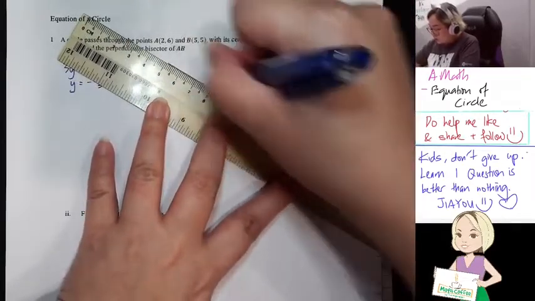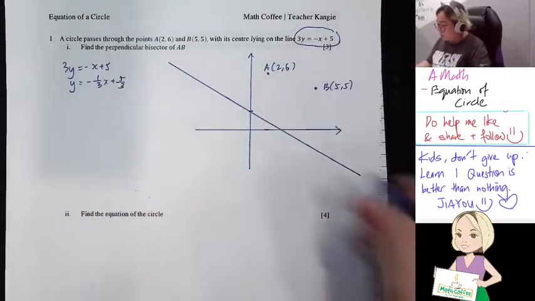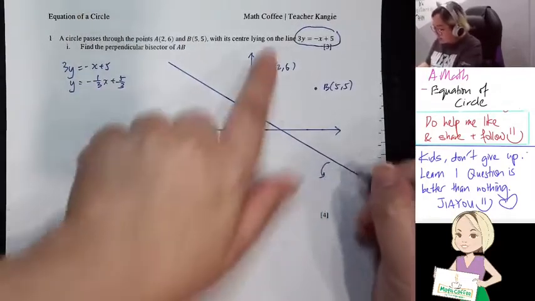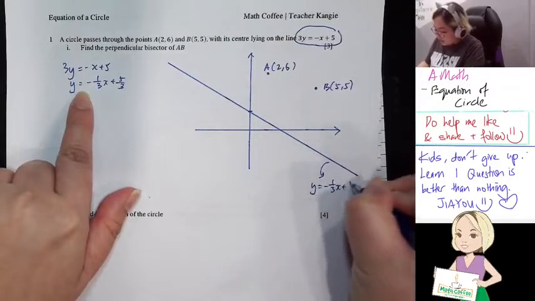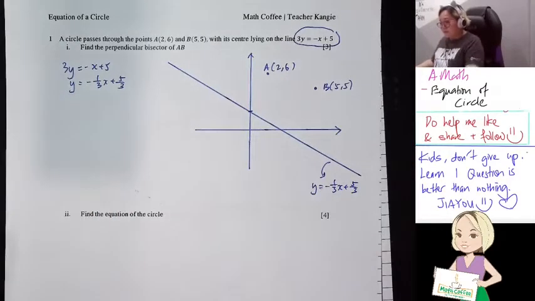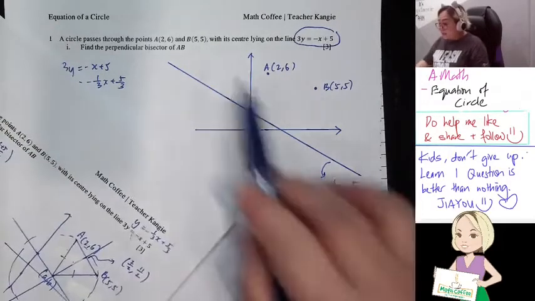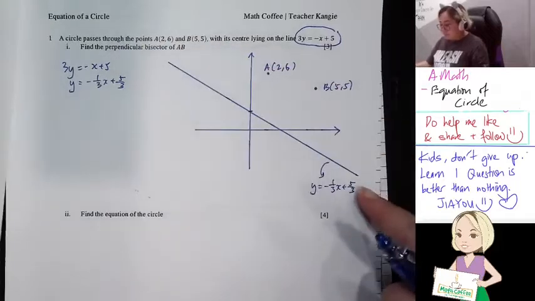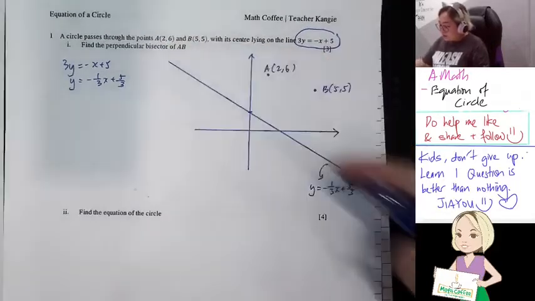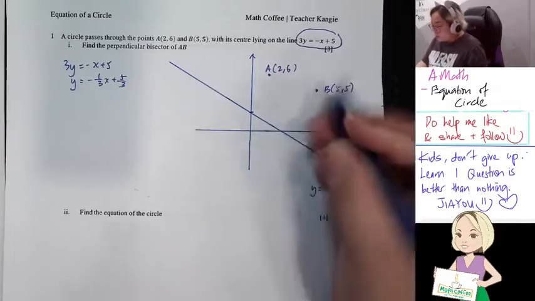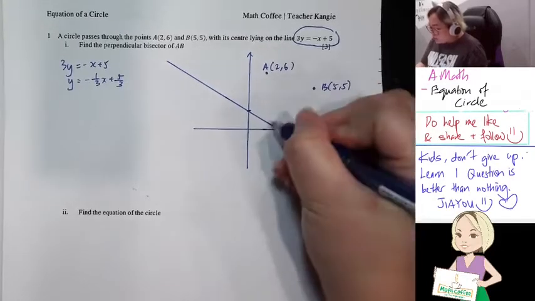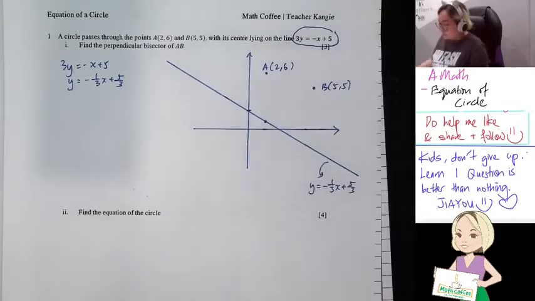Then you draw a line and remind yourself that this is the line y equals minus 1/3 x plus 5 over 3. They say that the center lies on this line. So what I'm going to do is, see, this is my point, right? I'm going to just randomly put it here. This is my center.